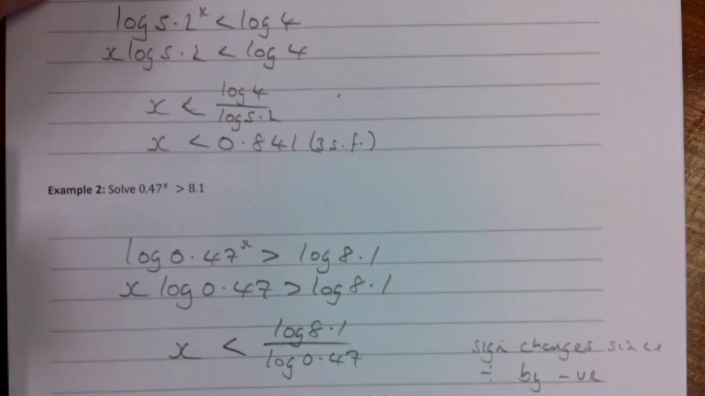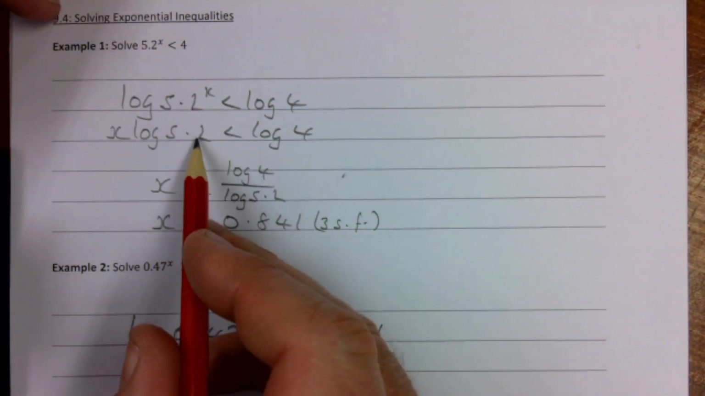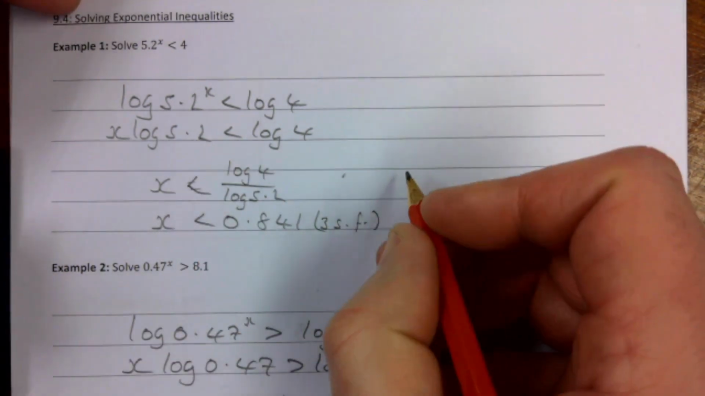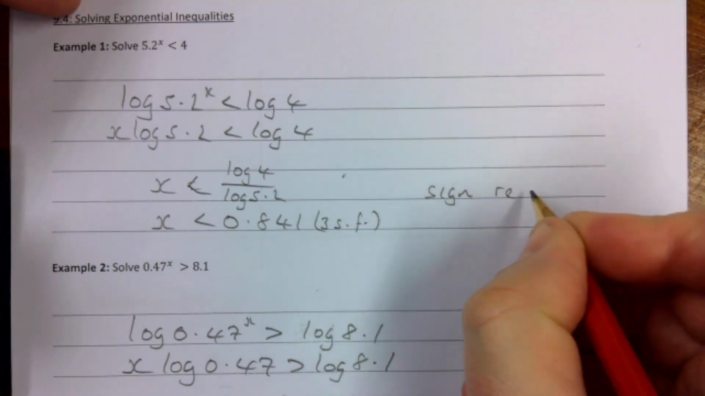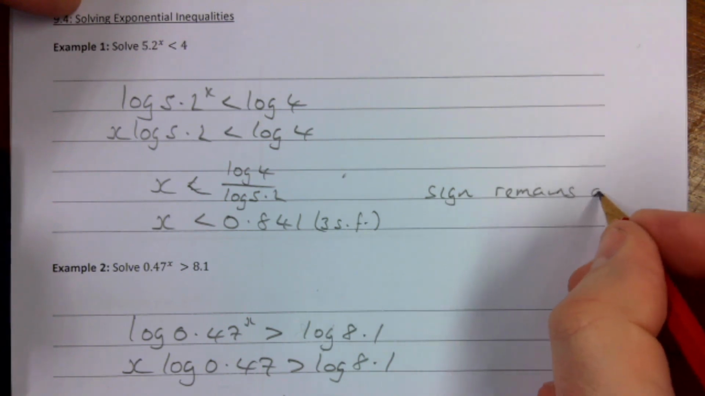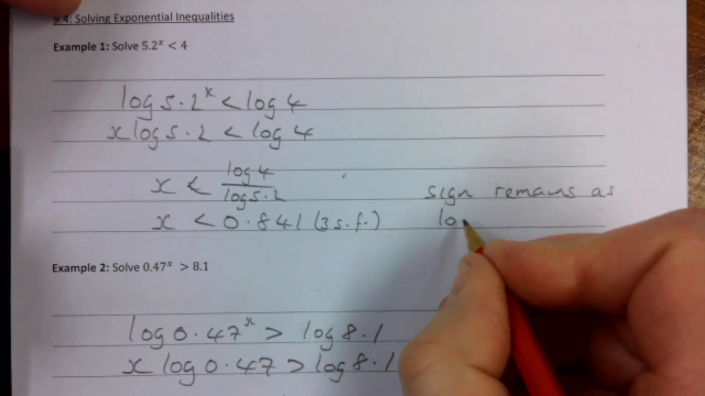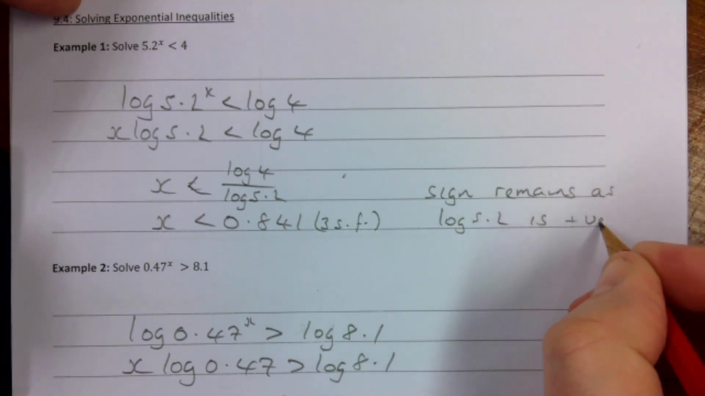So back up to here, I guess we were kind of blissfully unaware of this, but log 5.2 is a positive number. Again, check in your calculator. So I'm just going to write in here as well: sign remains as log 5.2 is positive.